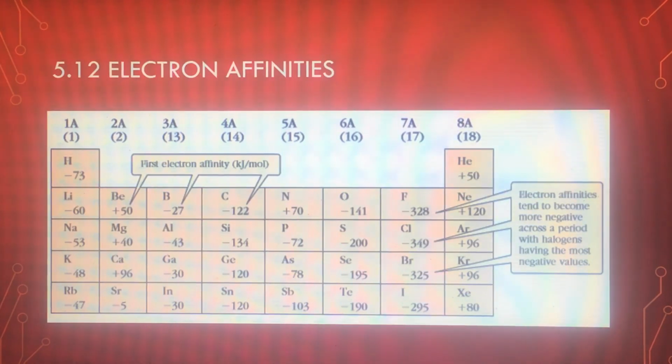So that was it for electron affinities. I hope you understand that we do not have a trend across a period, but down the group we have. That's it.